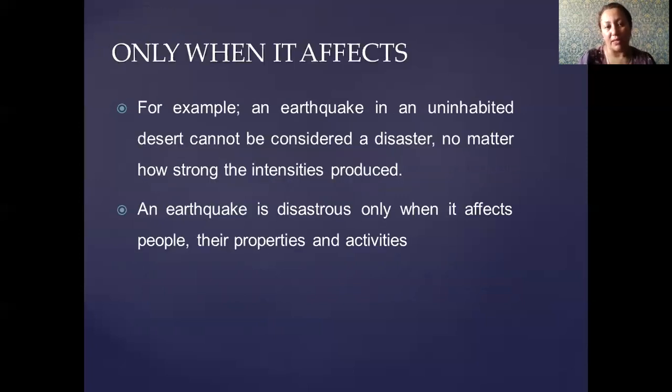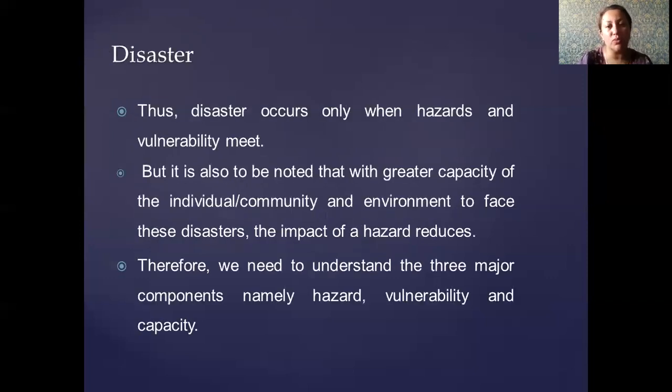For example, an earthquake in an uninhabited desert cannot be considered a disaster, no matter how strong the intensity produced. An earthquake is a disaster only when it affects people, their properties, and activities. Disaster occurs when the hazard and vulnerability meet, and we should also note that with the greater capacity of the individual, community, and environment to face these disasters, the impact of a hazard reduces.